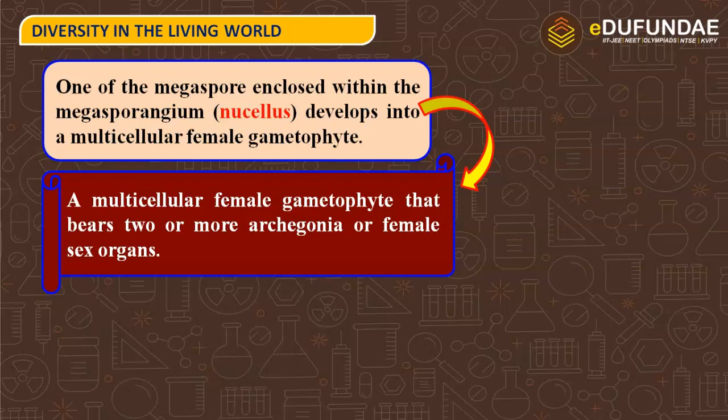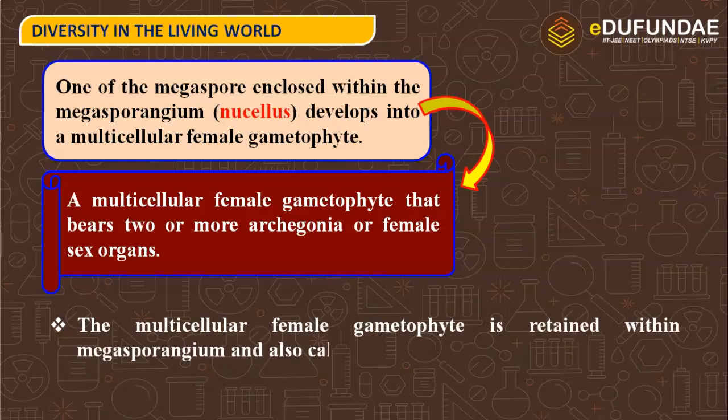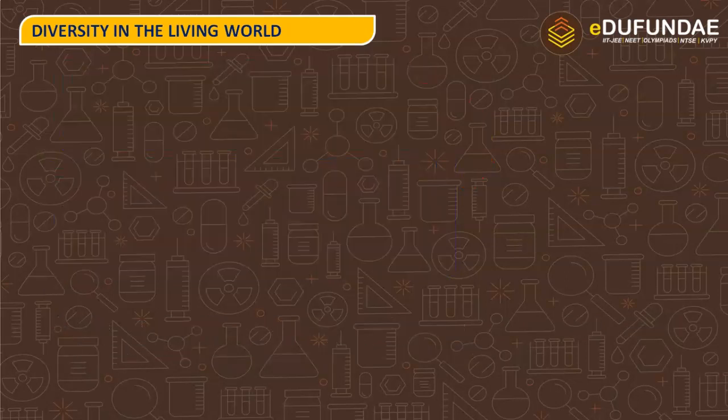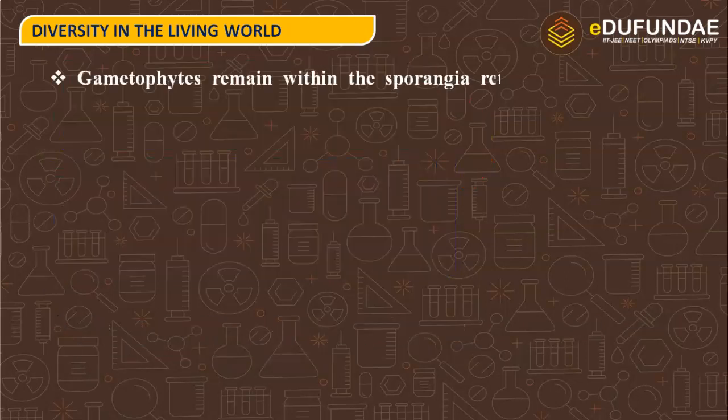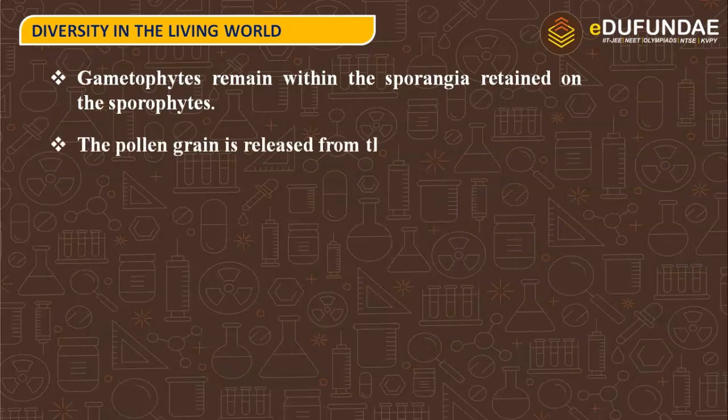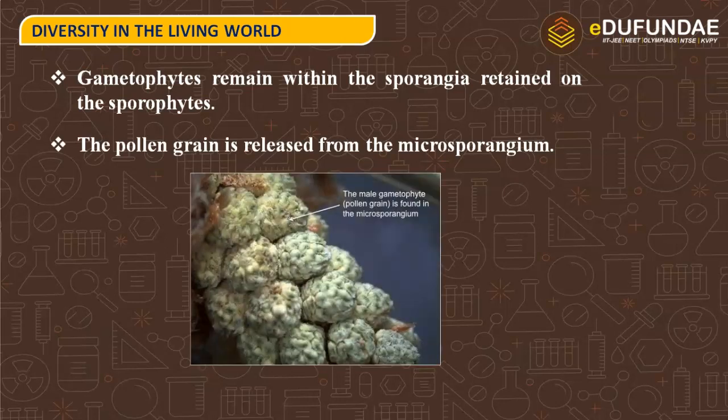So the multicellular female gametophyte will have 2 or more archegonia present, which we also call female sex organs. The multicellular female gametophyte is retained within the megasporangium and is also called the endosperm. Gametophytes remain within the sporangia, retained on the sporophytes. The pollen grain is released from the microsporangium, and here we can see that the male gametophyte, that is the pollen grain, is found in the microsporangium.